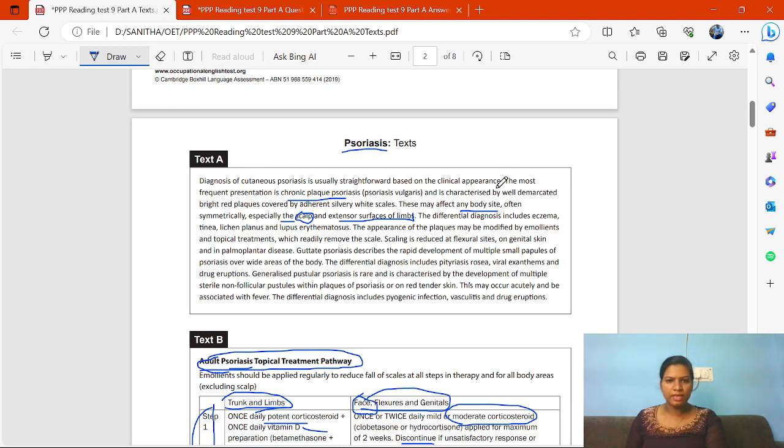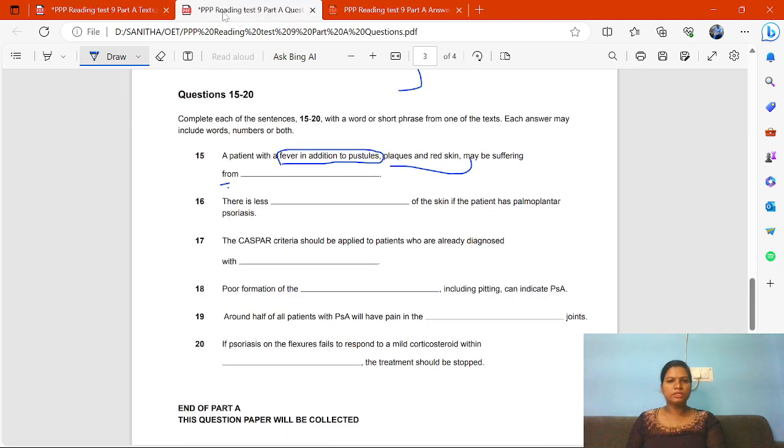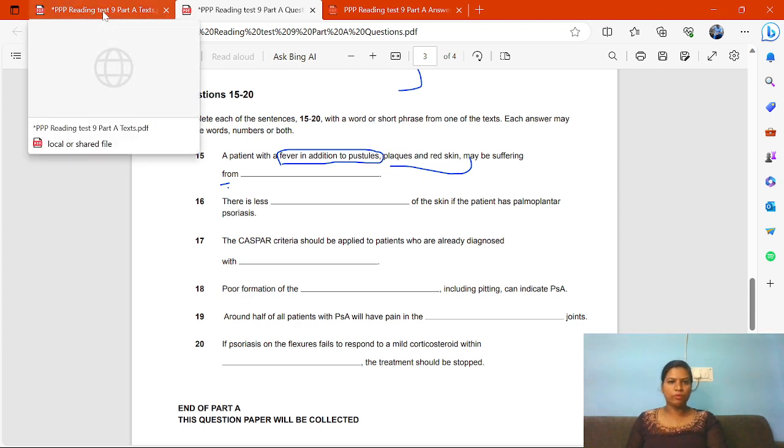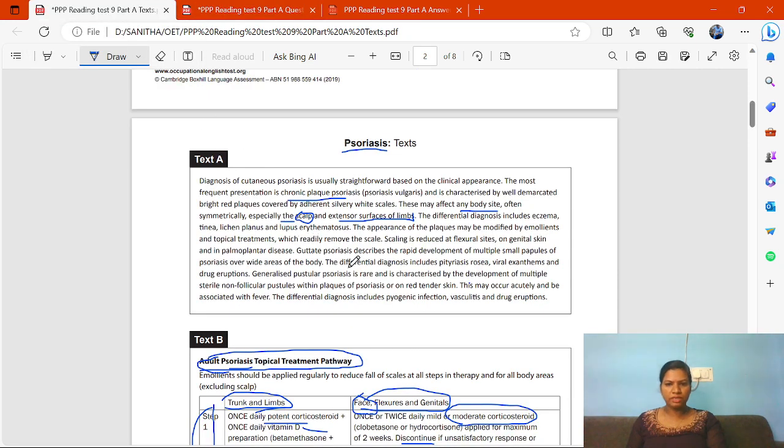You have to scan properly. What is the question? In addition to fever, we have to find fever in addition to pustule, plaques, and red skin, maybe suffering from what? Patient with the fever. We have to find out fever anywhere in this. Patient with the fever.